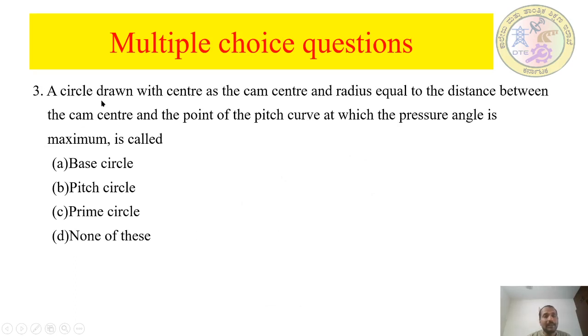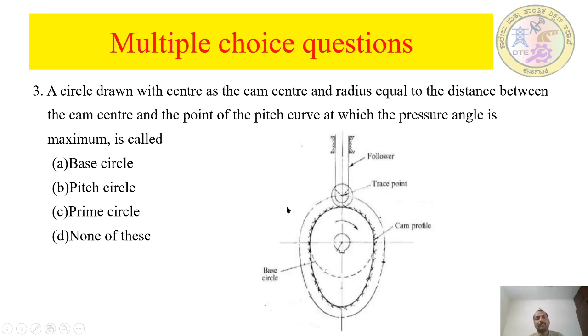Third one, a circle drawn with center as the cam center and radius equal to distance between the cam center and the point of pitch curve at which the pressure angle is maximum is called. Options are base circle, pitch circle, prime circle, none of these. A circle drawn from the center of the cam through the pitch point is called the pitch circle, right? So the answer is B, pitch circle.